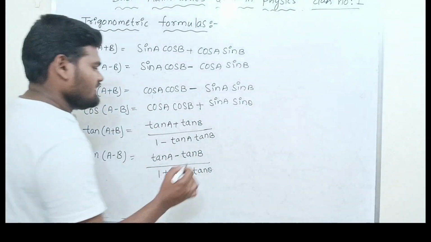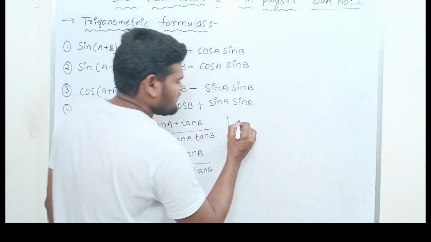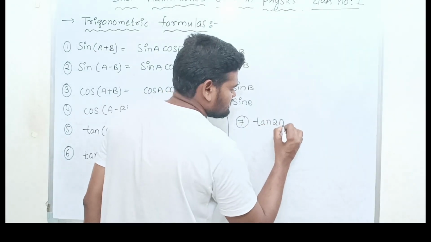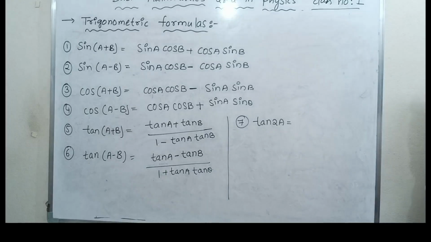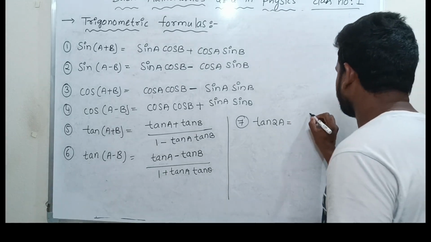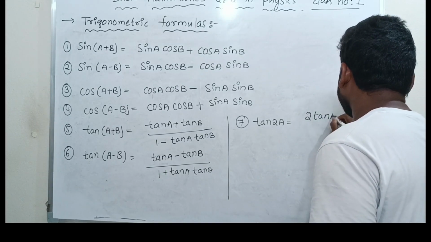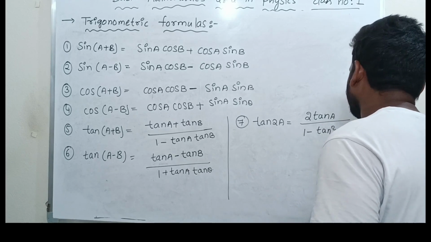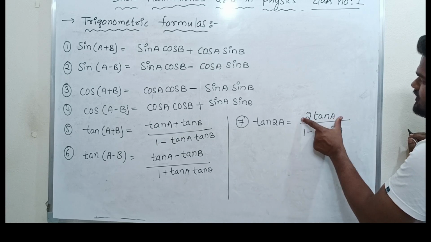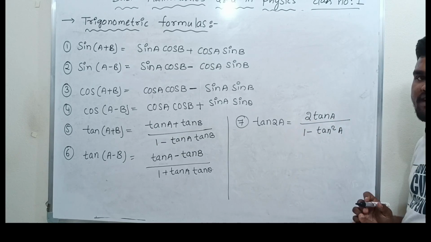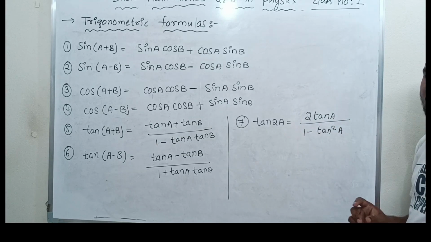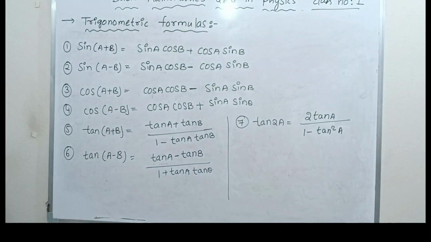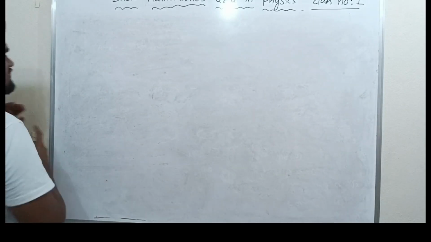Okay, next formula, the last formula, seventh one, tan 2a. The formula of tan 2a is 2 tan a divided by 1 minus tan square a. Is it clear? Okay, write the formulas, take the screenshot. Today's last concept is what?